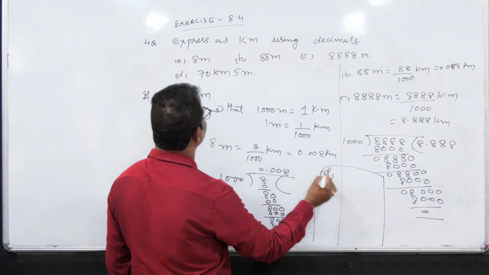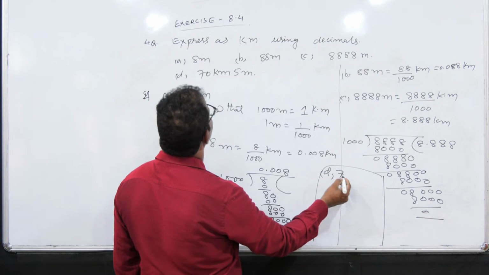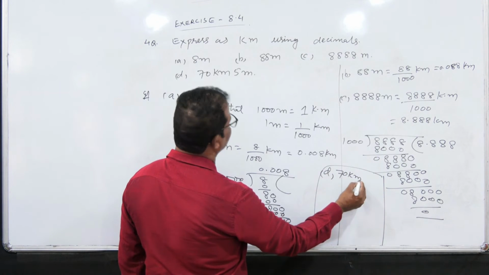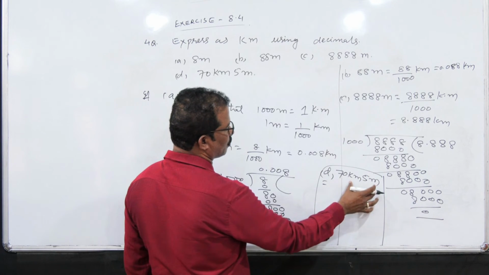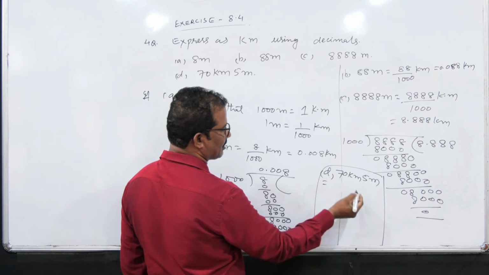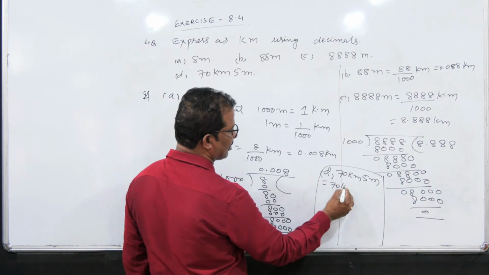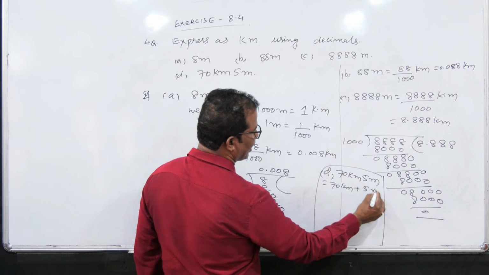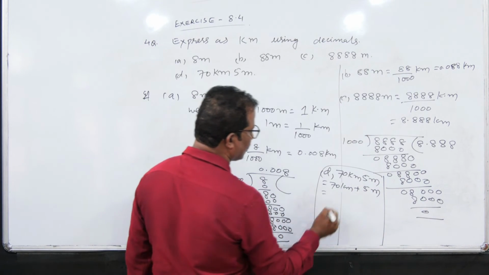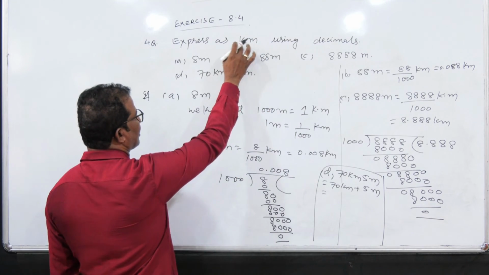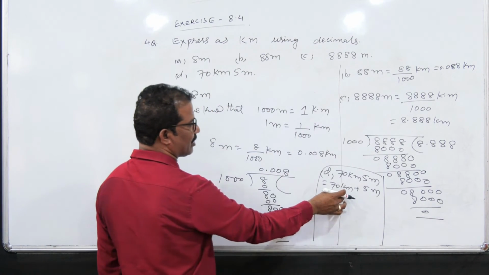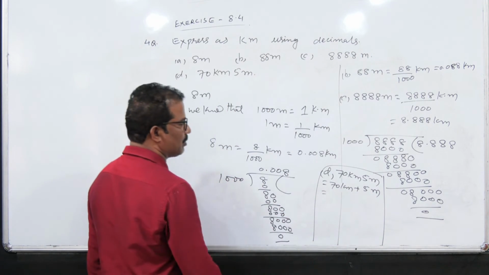that is D1. How much? 70 kilometer and 5 meter. This question we can break into 2 parts as kilometers and meters. That is 70 kilometer plus 5 meters only. So now you can see here, it is already in kilometer. As per this question, already it is in kilometer. No need to do anything for this. Only we have to convert this meter into kilometer.